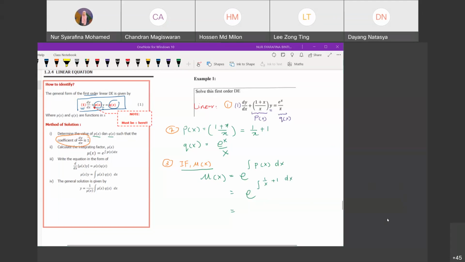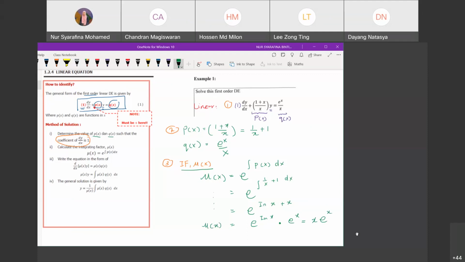Come on. What should you get? Integrate 1 over x plus 1 with respect to x. ln x plus x plus c. Okay, so you should have e to the power of ln x plus x, where you can simplify this as e to the ln x times e to the x. Then you can write it as x e^x. Okay, so this is your mu x.